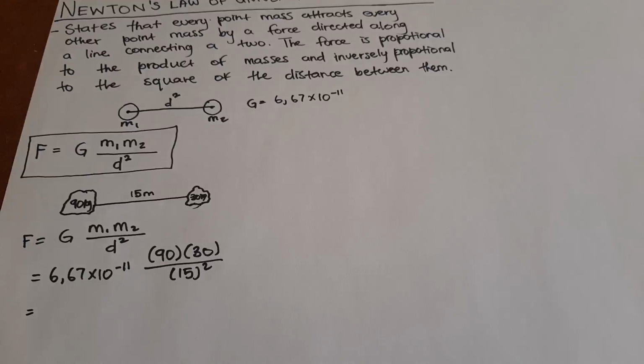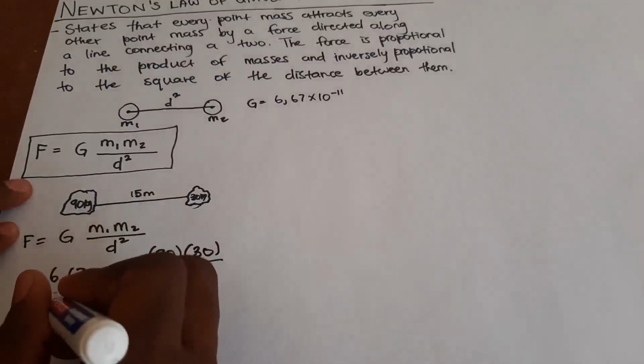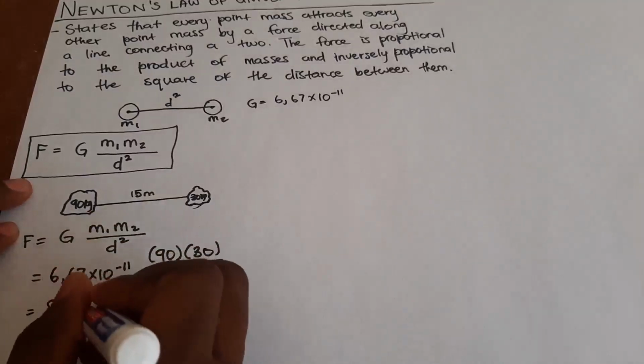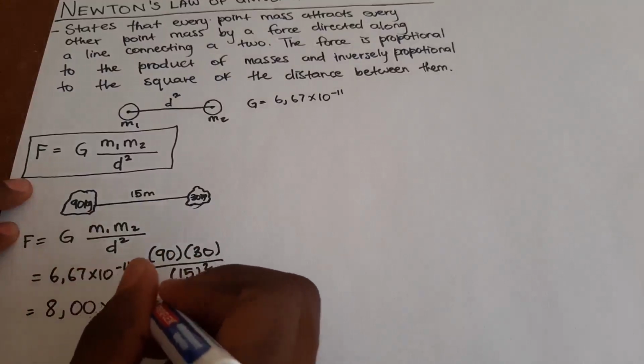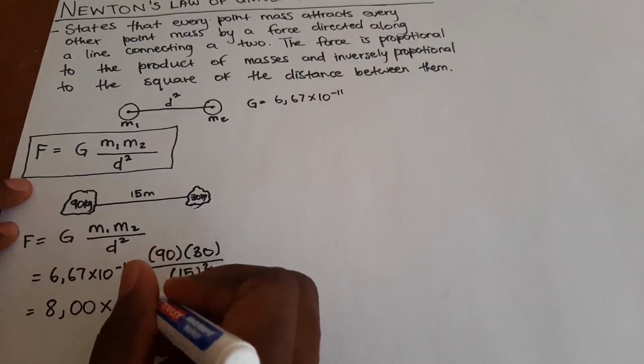Press that in your calculator: 6,67 multiplied by 10 to the power of negative 11, multiplied by open bracket 90 close bracket, open bracket 30 close bracket, over 15 squared. That gives us 8,00 multiplied by 10 to the power of negative 10.